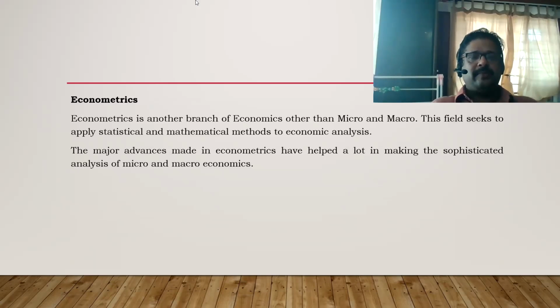Now we'll go to the next topic, econometrics. Now, what is econometrics? Econometrics is another branch of economics other than micro and macro. This field seeks to apply statistical and mathematical methods to economic analysis. The major advances made in econometrics have helped a lot in making the sophisticated analysis of micro and macro economics. Now, econometrics is comparatively a new branch of study which uses mathematical and statistical tools for making economic analysis.